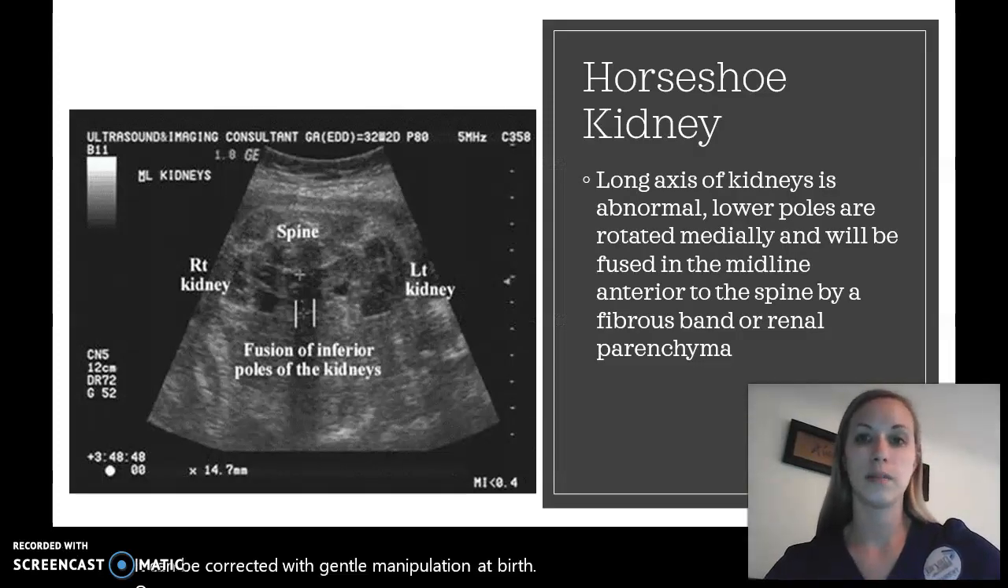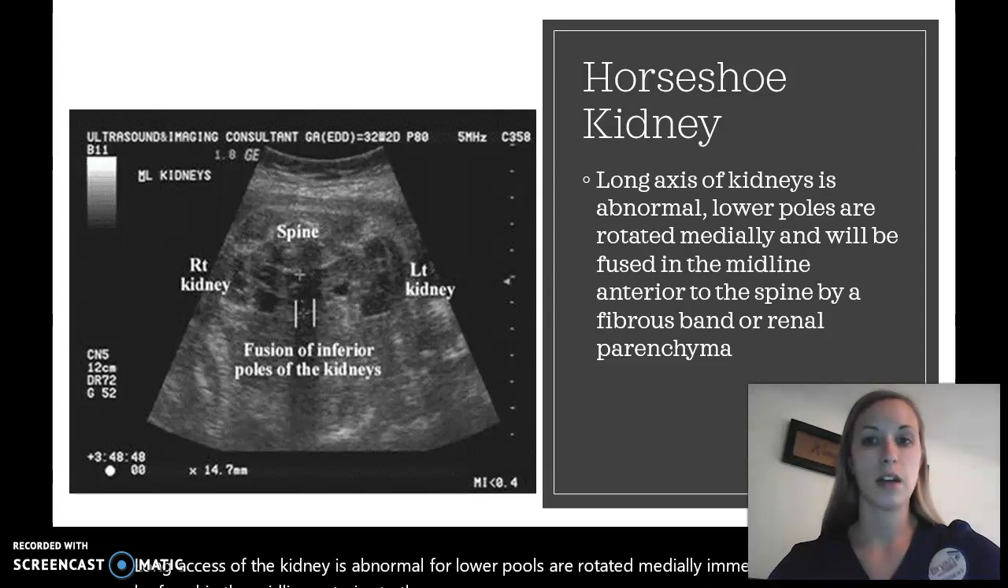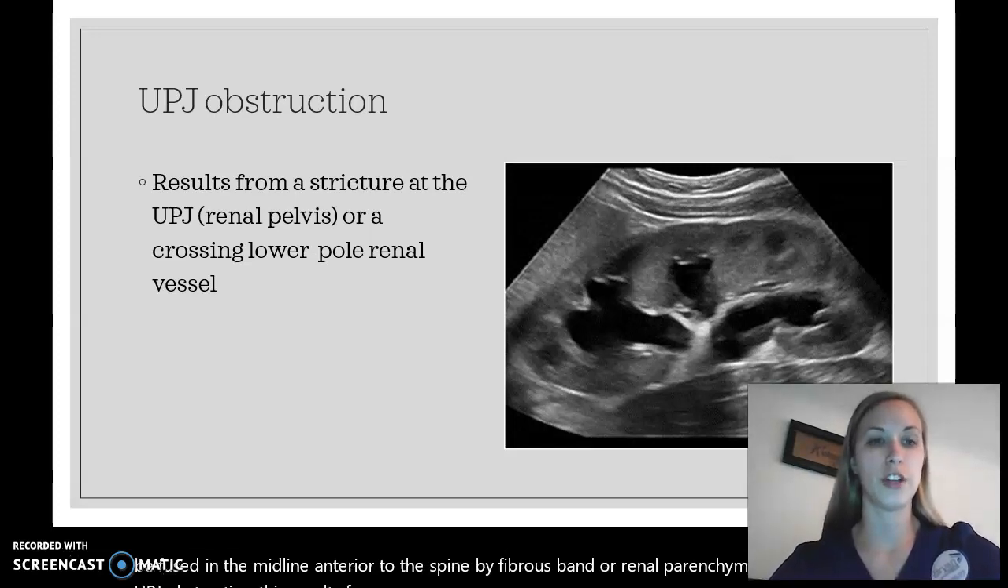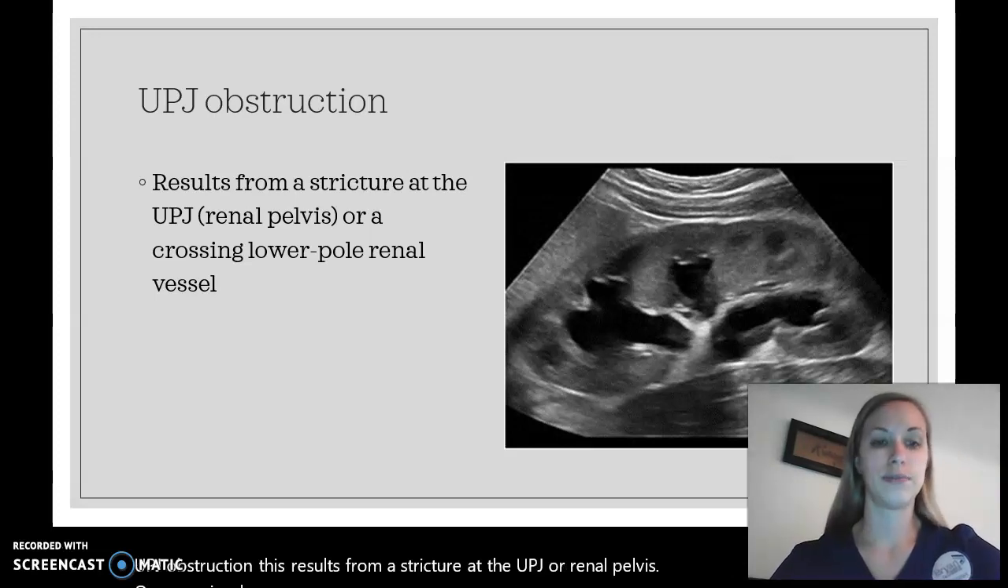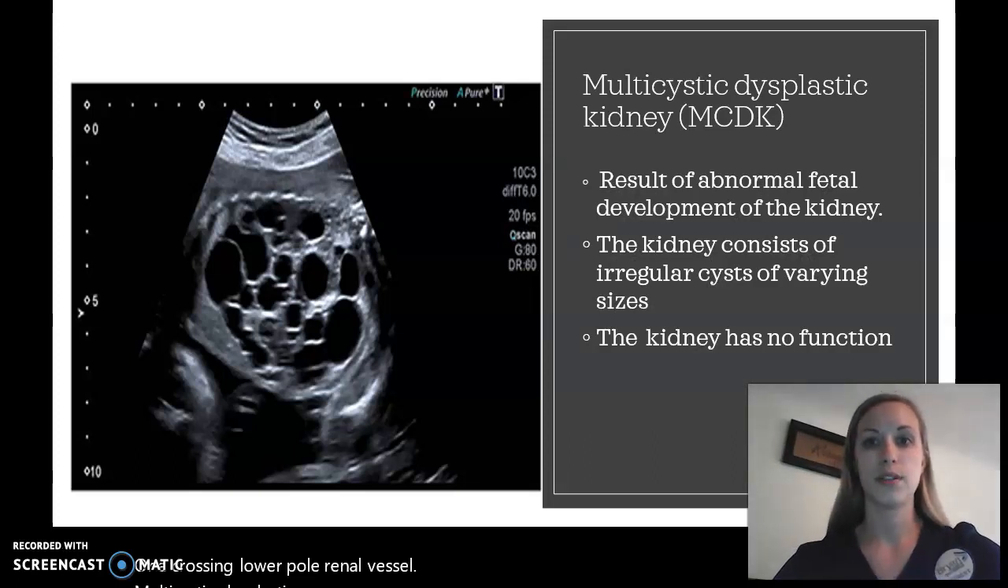Horseshoe kidney. The long axis of the kidney is abnormal. The lower poles are rotated medially and will be fused in the midline, anterior to the spine, by a fibrous band or renal parenchyma. UPJ obstruction. This results from a stricture at the UPJ or renal pelvis or a crossing lower pole renal vessel. Multicystic dysplastic kidney. It's the result of abnormal fetal development of the kidney. The kidney consists of irregular cysts of varying size, and the kidney has no function.